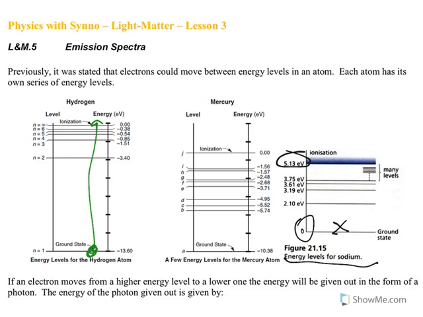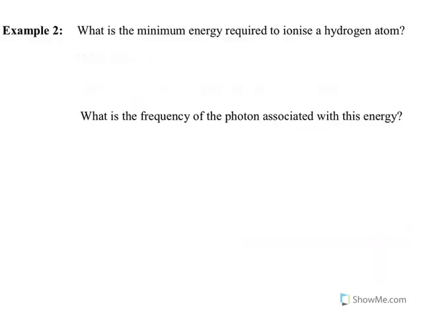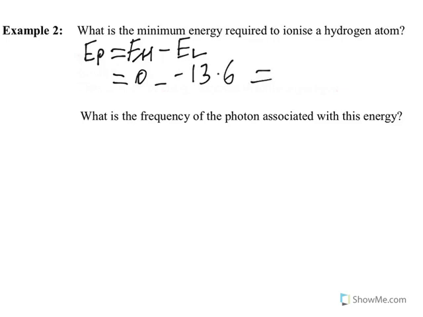Now, it says the minimum energy because you could give it enough energy so that not only would it get out, but it will keep going. So the minimum energy is to get it up to here. So we're looking at that there. So the higher is 0, the lower is negative 13.6. So let's head back. Alright, so energy of the photon is the energy of the higher minus the energy of the lower. So 0 minus negative 13.6. And so that is 13.6 electron volts you've got to put in.